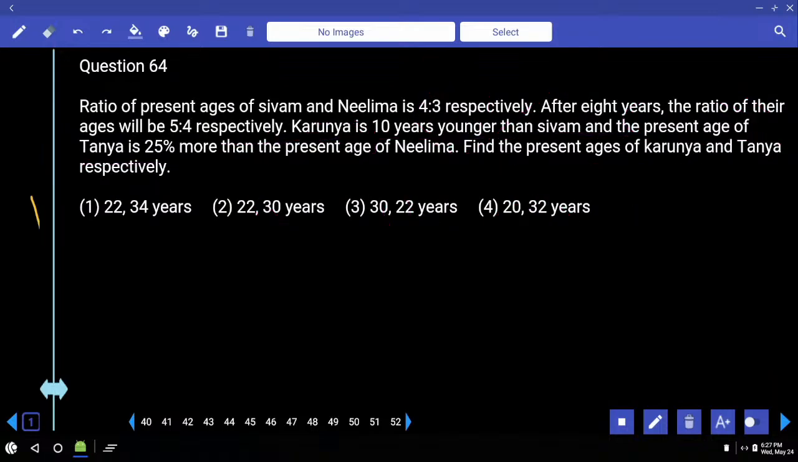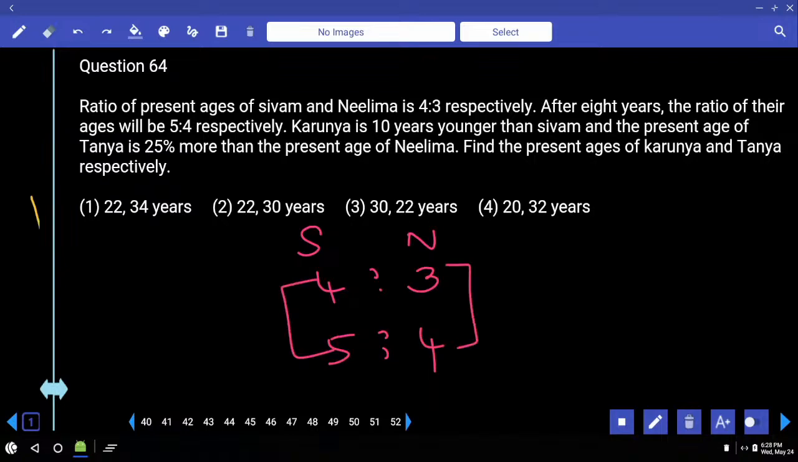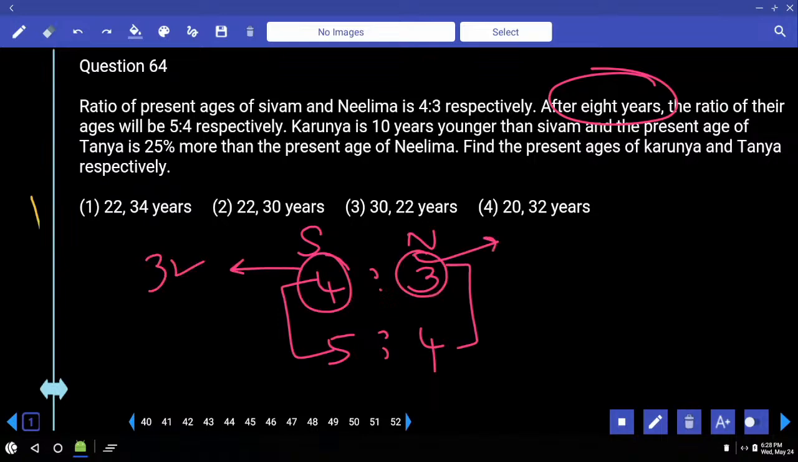The ratio of the present ages of Shivam and Neelima is 4:3. After 8 years, the ratio of their ages will be 5:4. So one part is equal to 8 years. Then the present age of Shivam will be 32, Neelima 24. Karunya is 10 years younger than Shivam, so Karunya's age will be 22.